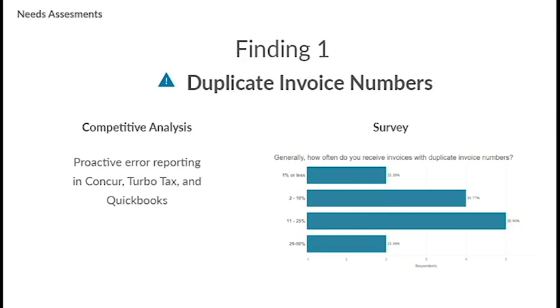From our needs assessment phase, our first finding was that Koopa does not throw an error if suppliers submit invoices with the same invoice number twice. This leads to confusion in matching invoices to the correct purchase order. Besides our 2 interviewees who found this, 32.5% of our survey respondents mentioned that they faced this issue. Many of the competitors we analyzed, such as QuickBooks, Concur, and TurboTax, inform their users proactively of the errors and guide them to resolve these issues quickly and efficiently.